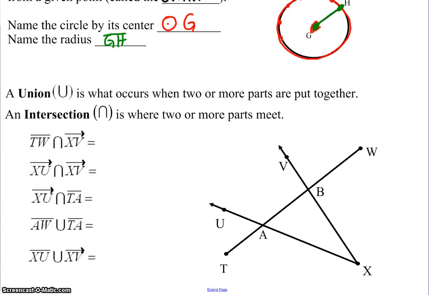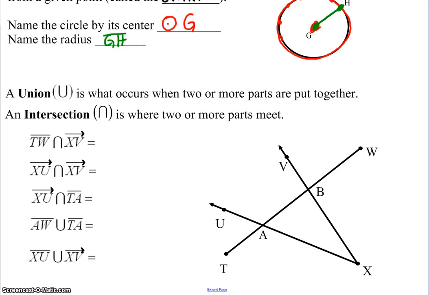Union. A union looks like a big U symbol. Union is what occurs when 2 or more parts are put together. So what I like to think about is Lego pieces. If you put different Lego pieces together, you're unioning them together. If I put this piece with this piece together, what's the new thing that I get out of it? That's what a union is.